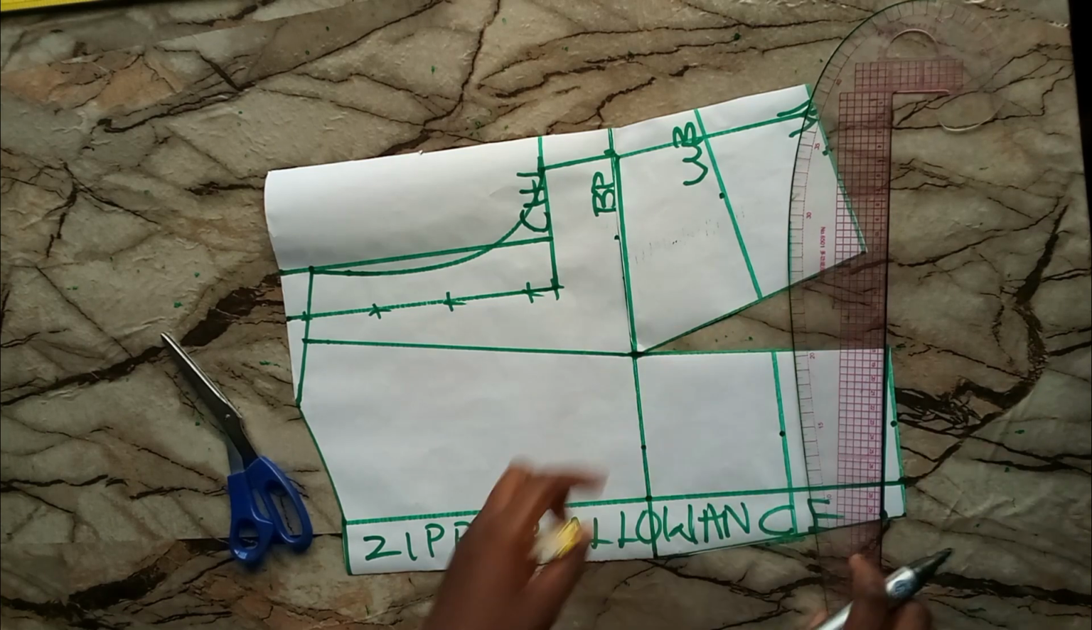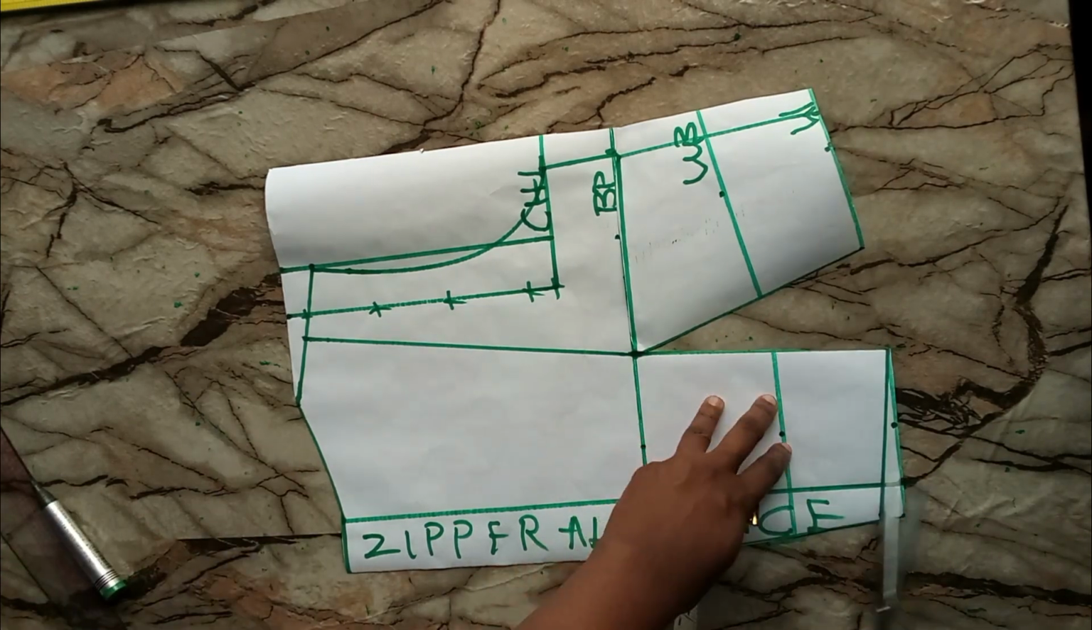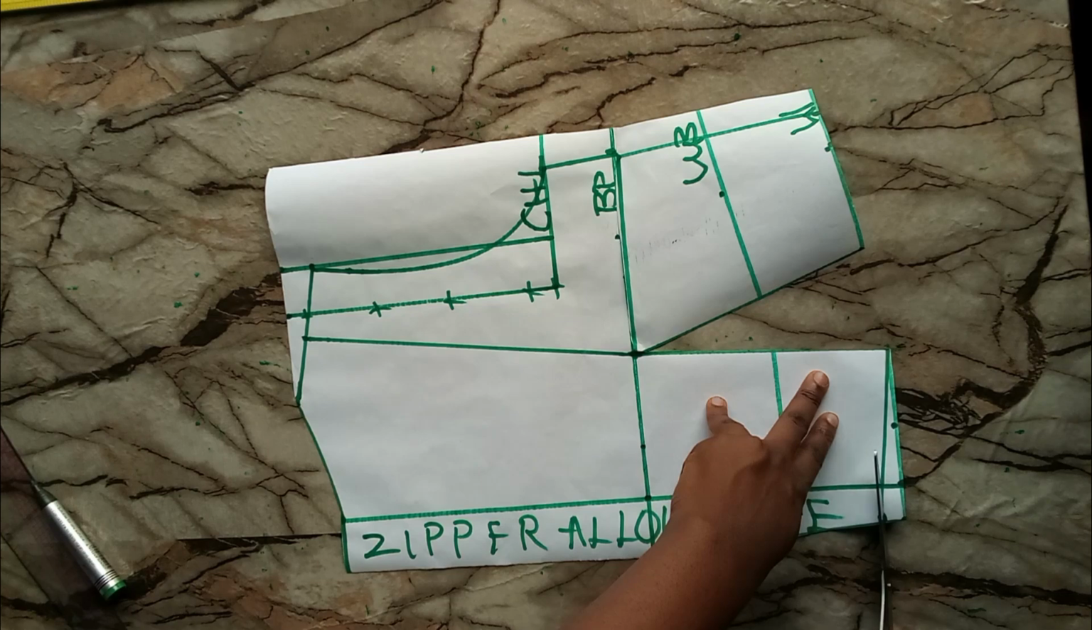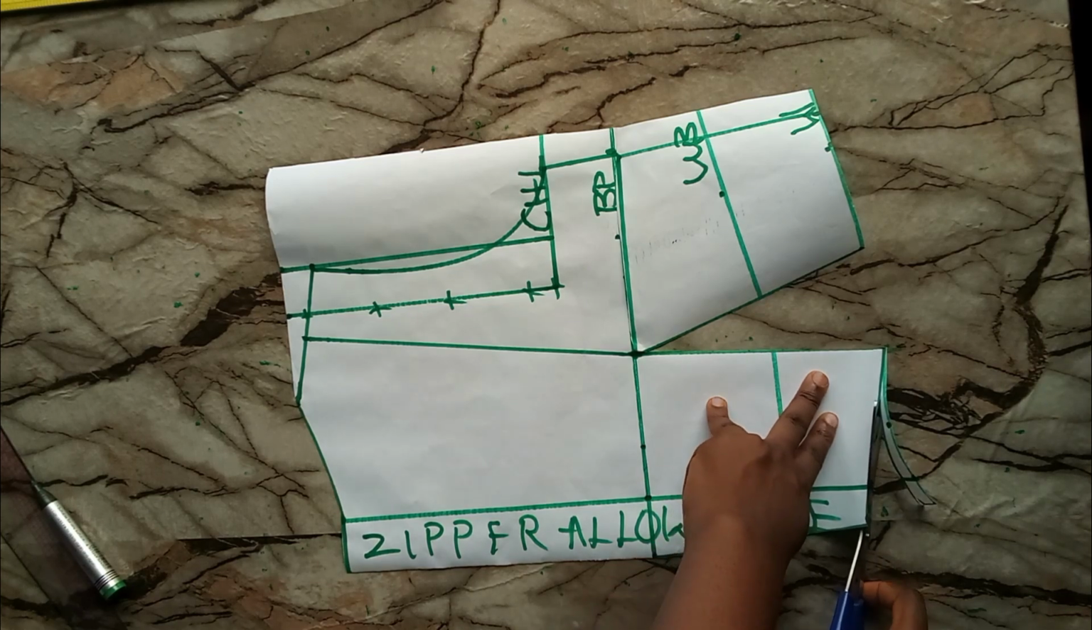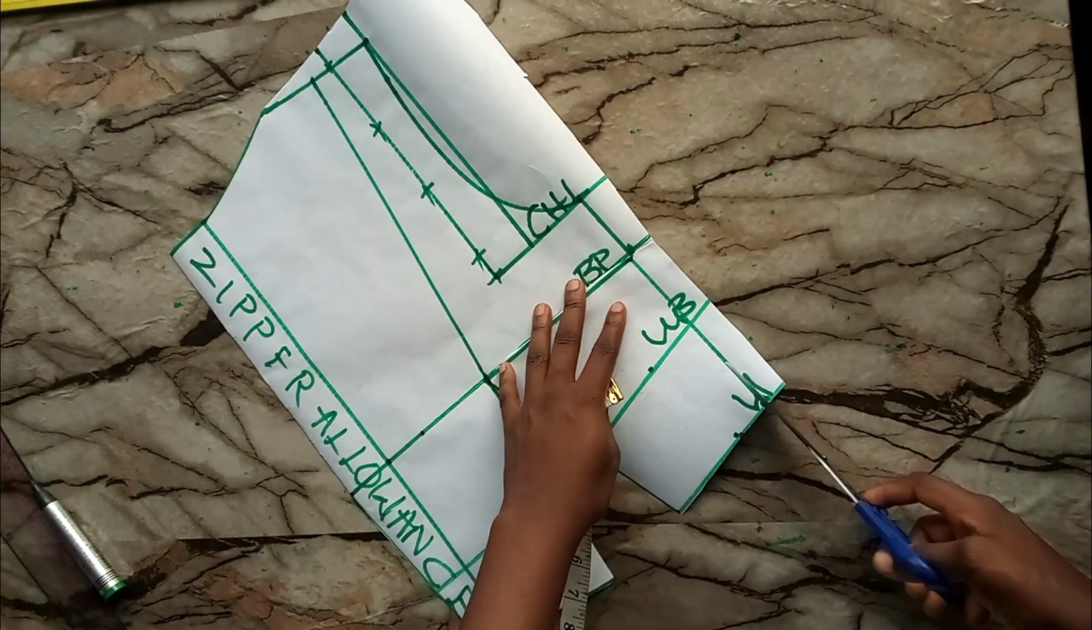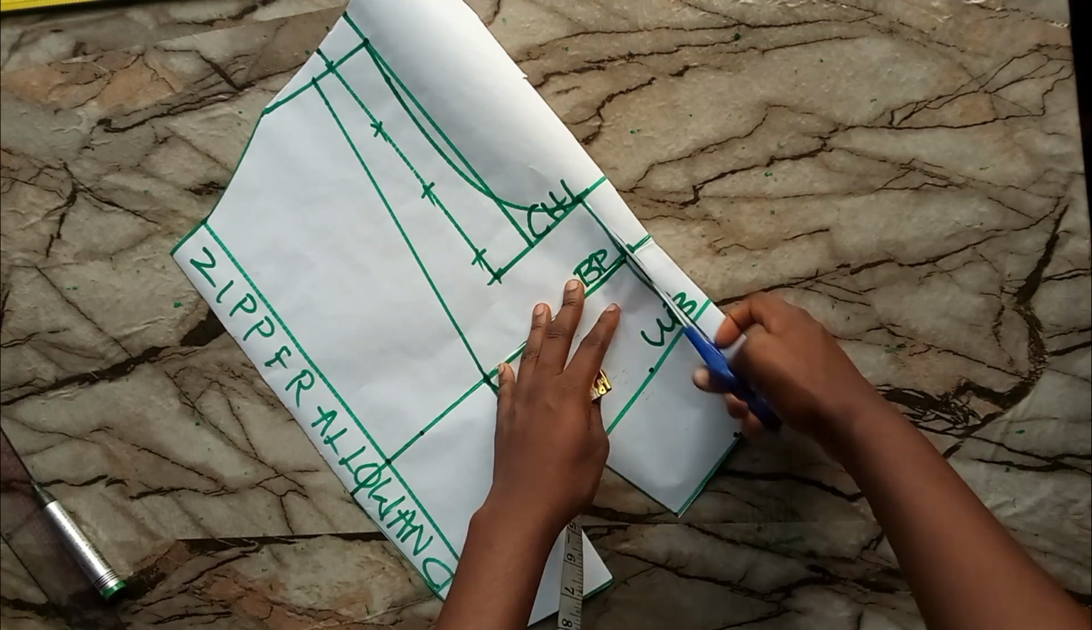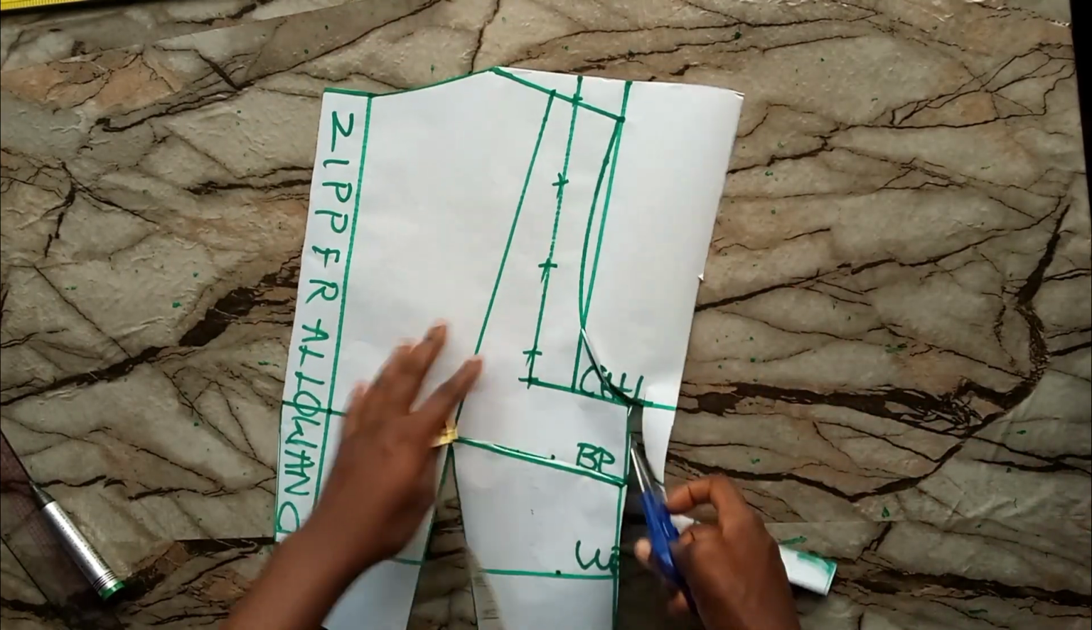I also took out about 1 inch from the center part of my back pattern so that my zip will be able to relax very well, so that your zip does not have bulk at the back. So I'm going to go ahead now to cut.